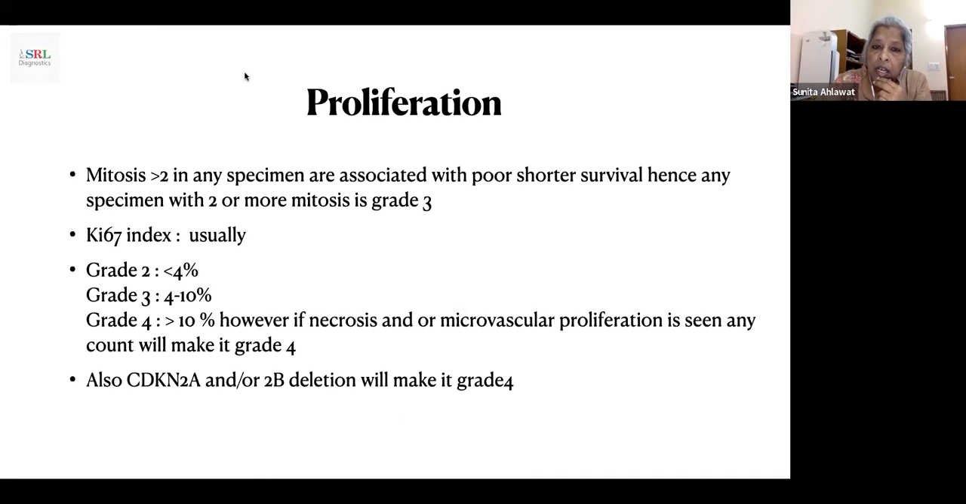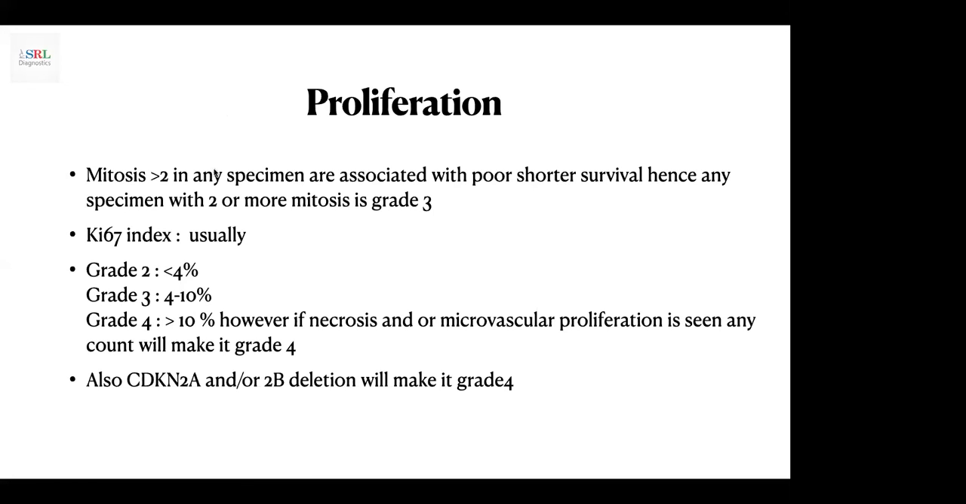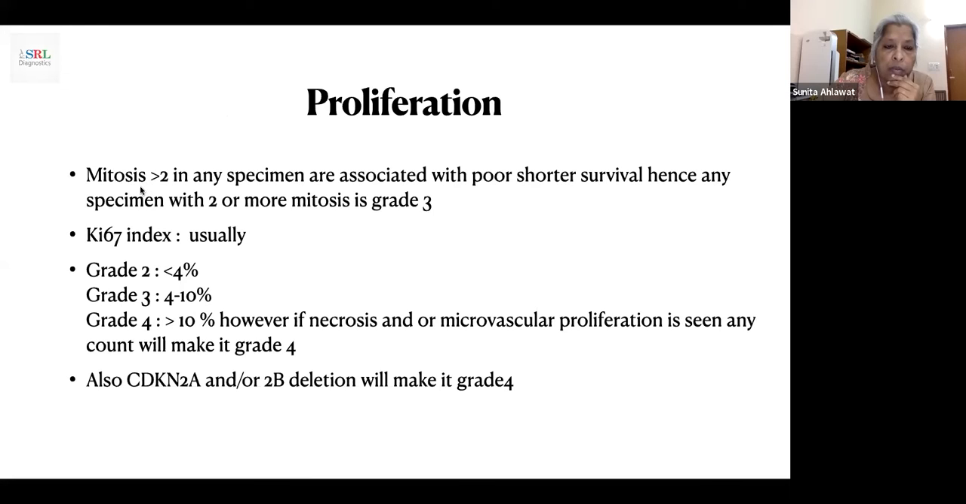Mitosis is very important. I spoke about the importance of standardizing the mitosis count and the Ki-67 labeling index counting. Each of the pathologists should learn it and use it. More than 2 mitoses in any specimen are associated with a poorer, shorter survival. Hence, any specimen with 2 or more mitoses is grade 3.